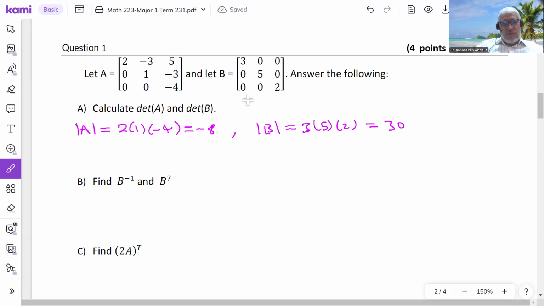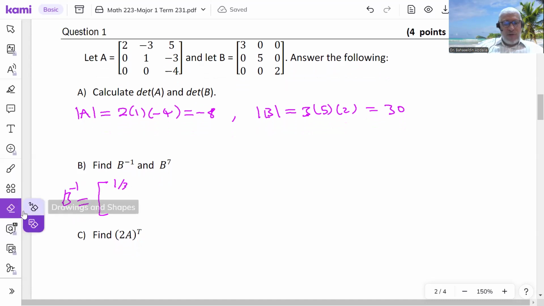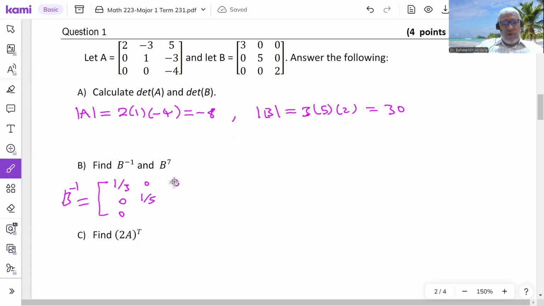B inverse. B is a diagonal matrix, so B inverse would be just the inverse of the numbers on the main diagonal. So we have 3, and the inverse is 1 over 3. And 5, so the inverse is 1 over 5. Just the reciprocal. And 2, the reciprocal is half. So this is B inverse.